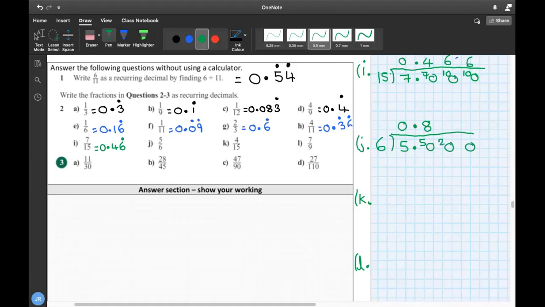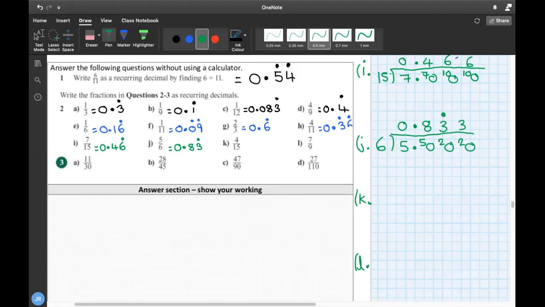How many 6s go into 20? Well, 6 times 3 gets us to 18. From 18 to 20, we have a remainder of 2. And we're just going to get this 3, 3, 3, 3, 3. So we found that. That is going to be 0.83 recurring.